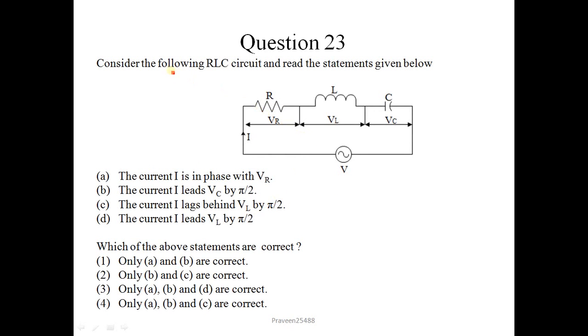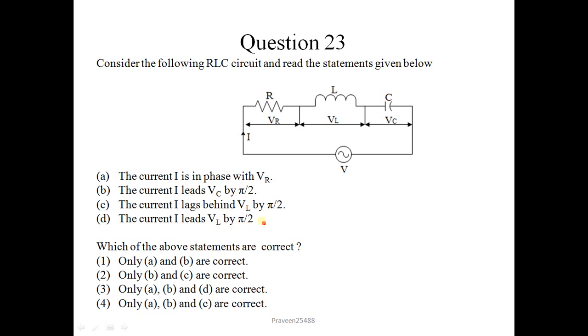Question number 23. Consider the following RLC circuit and read the statements given below. So this RLC circuit is given. The current I is in phase with VR. The current I leads VC by pi by 2. Current I lags behind VL by pi by 2. The current I leads VL by pi by 2.